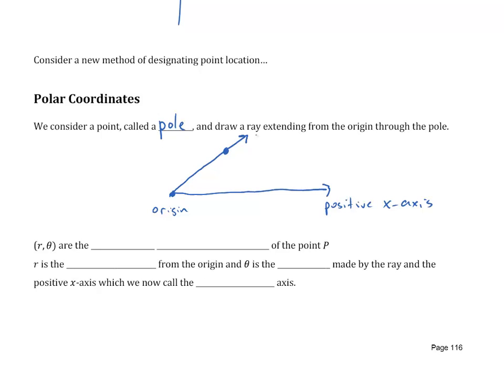Okay, and we're going to label two values. r and theta are going to be called the polar coordinates of that point, instead of using x and y. Now, what are r and theta? r is the distance from the origin, called that because it's like a radius, and then theta is the angle made by the ray and the positive x-axis, which we will now call the polar axis.